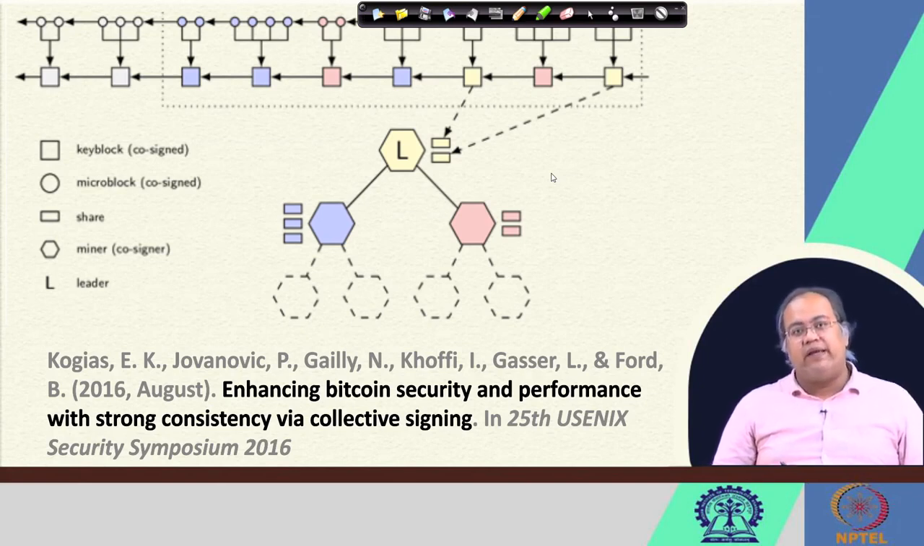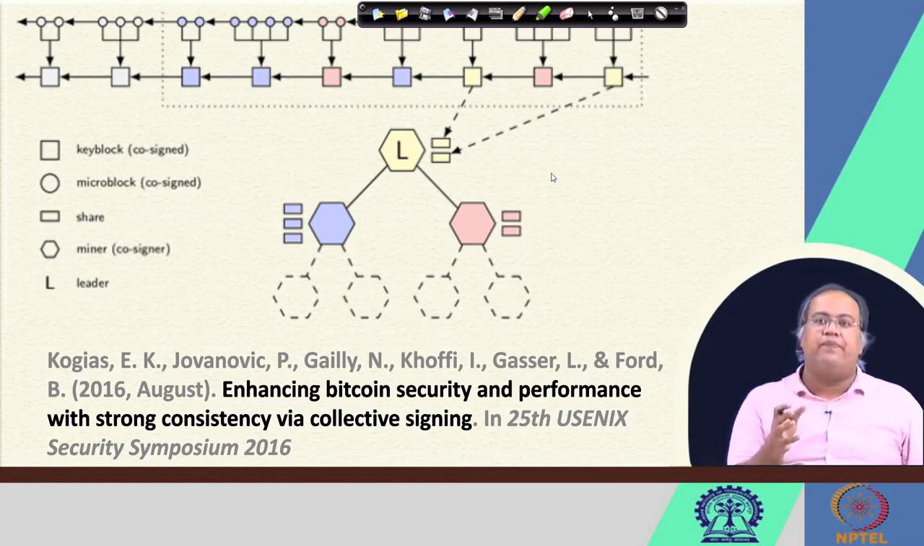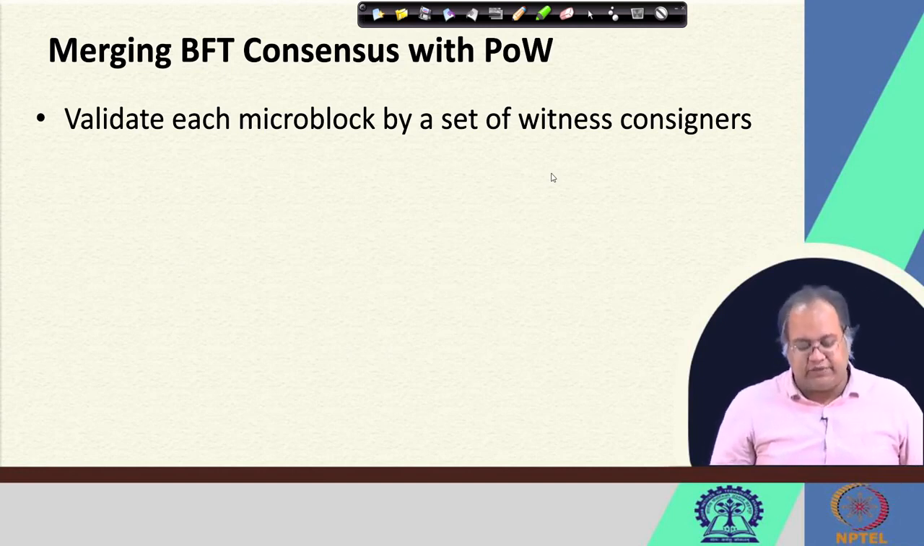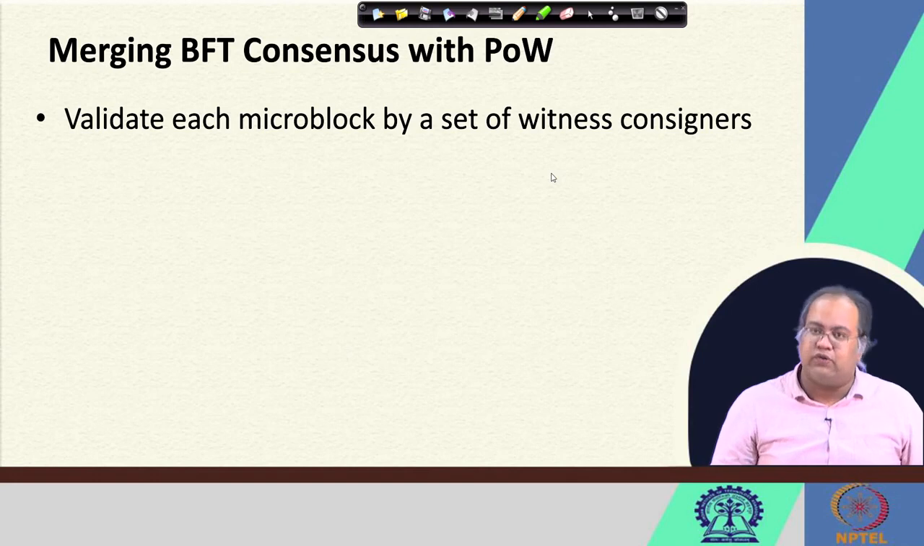So, this particular paper proposed the idea of combining collective signing along with proof of work to design this idea where we select a subset of the miners who form a trustee group, or witness cosigners, that verify every microblock which is going to get added in the system. Well, so this is the idea to merge BFT consensus along with proof of work in ByzCoin. So, you validate each microblock by a set of witness cosigners.